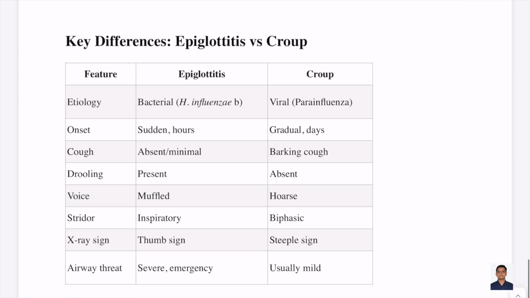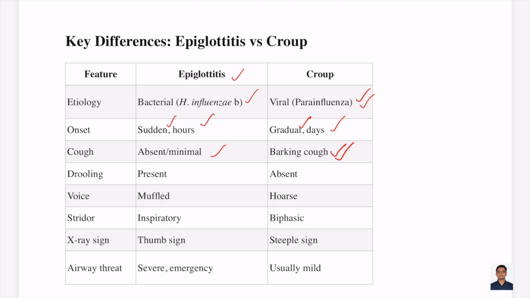Now come to the key differences between epiglottitis and croup. Epiglottitis is a bacterial infection by H. influenzae B, and croup is usually associated with parainfluenza. It starts to progress suddenly within hours. Croup is usually a gradual disease. It takes days to progress, and in epiglottitis there is no cough or minimal cough. However, in croup there is a barking cough, which is a characteristic sign of this disease.